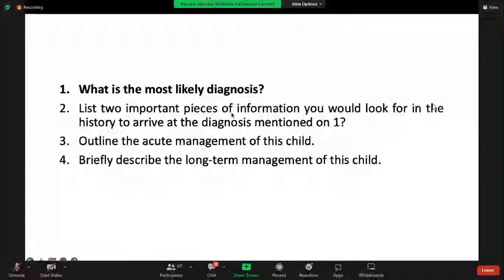The question is, list two important pieces of information for you to arrive at the diagnosis. We are asking about how to diagnose rheumatic carditis here. So what else do you need to ask in the history? Basically, we are asking about the diagnostic criteria. Madam, preceding sore throat. Sorry?